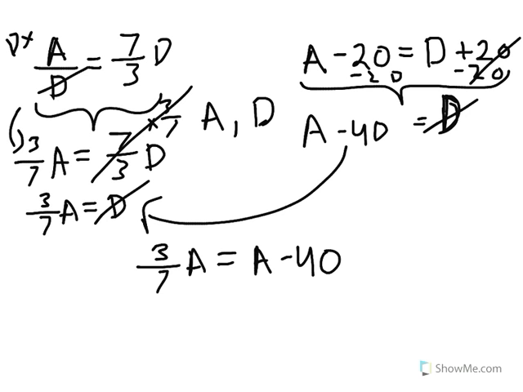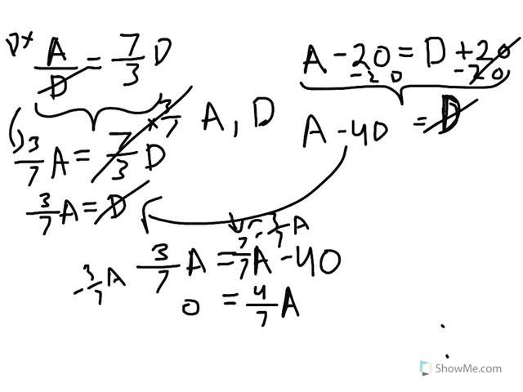And so we want to get a all together on one side. So why don't we subtract 3/7 a from both sides. And what we'll end up with is 0 over here equals 1. So this will be 7/7 a, because that's just 1. 7 over 7 is 1. And so 7 minus 3 is 4. So we get 4/7 a minus 40. And then we just add 40 to both sides.